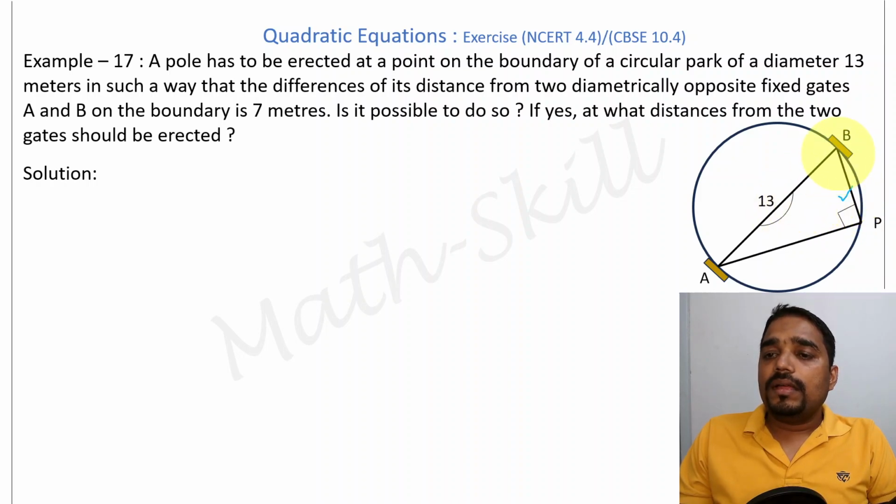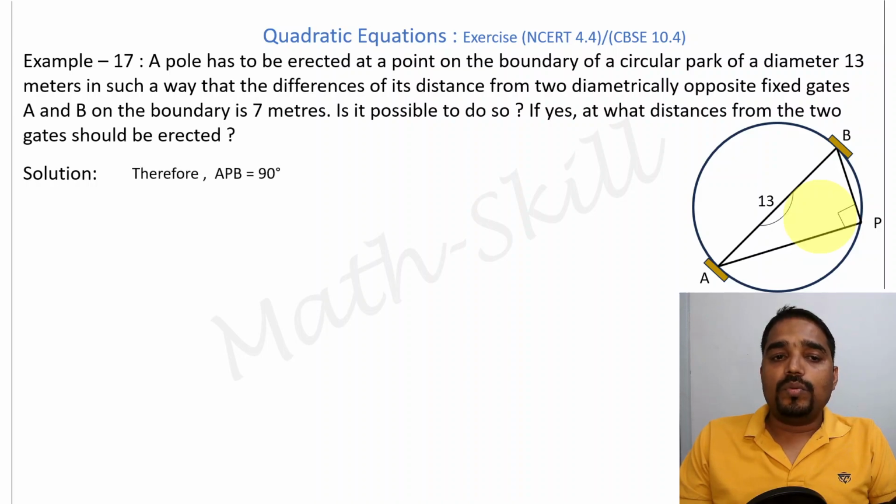So just to reiterate, diameter AB is also a chord. It is a special type of chord which is passing through the center. Since it passes through the center, chord AB is subtending an angle of 180 degrees with respect to center. Now, using the concept we have seen just now, whatever angle the chord subtends with respect to center, half of that angle it would subtend with respect to circumference. Since it is subtending an angle of 180 degrees, it would subtend a right angle with respect to the circumference. Therefore, angle APB is equal to 90 degrees.